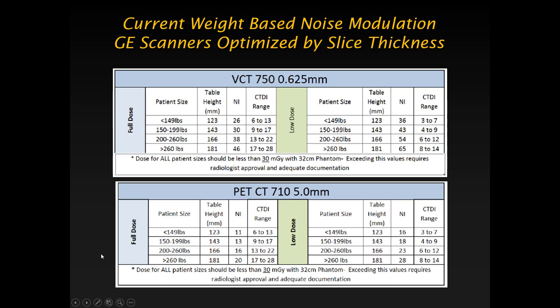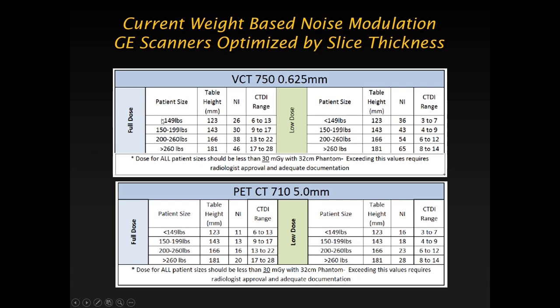Right, so here's our current lookup table that we use, one for our VCTs and our 750s at 625, one for our PET CTs that's at 5 millimeters. We have four groups now, and we've separated the full exposure from the low dose exposures. So we can use the low dose exposures for non-cons and renal delays and renal stones, and we can use the full dose for portal venous phase imaging and the cardiovascular acquisitions, that sort of thing.